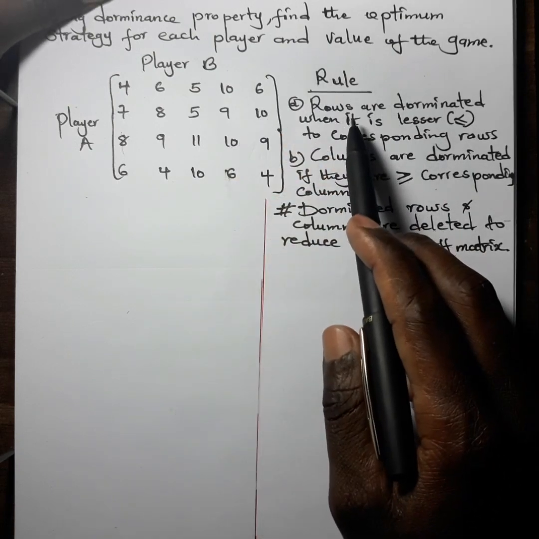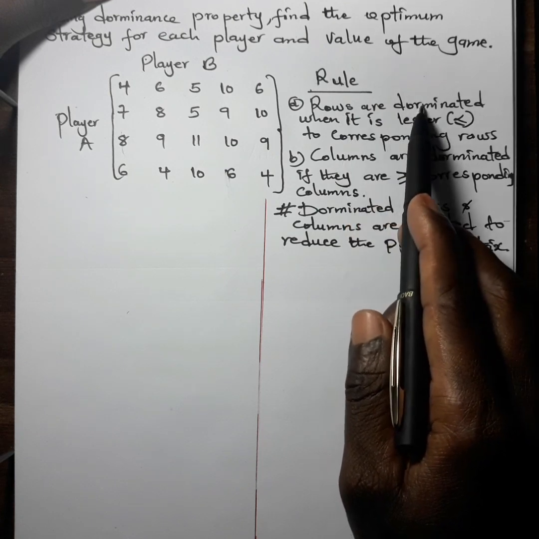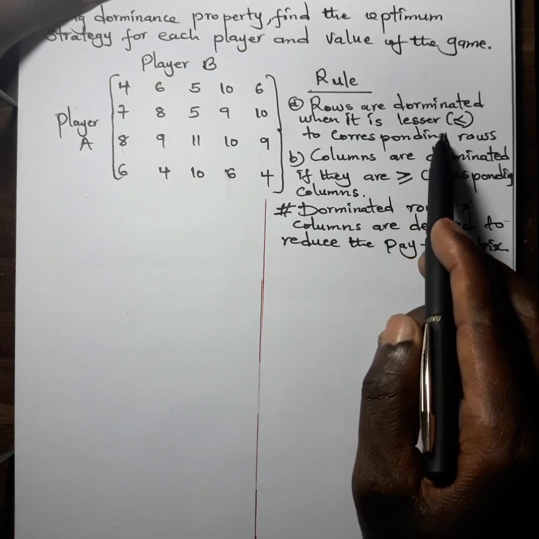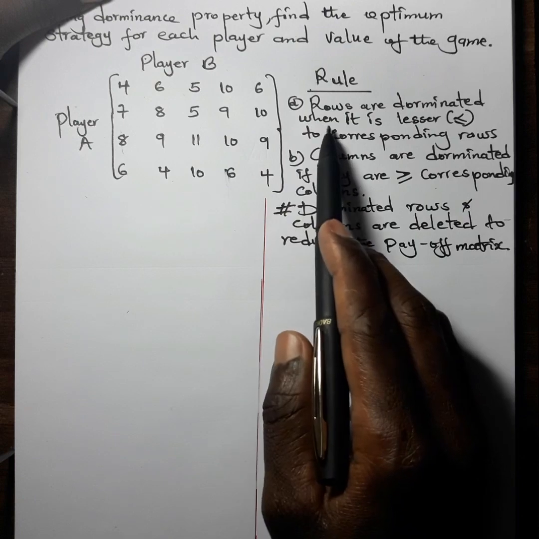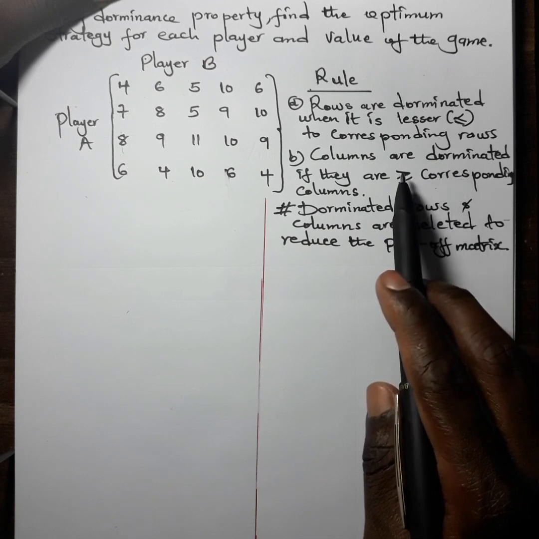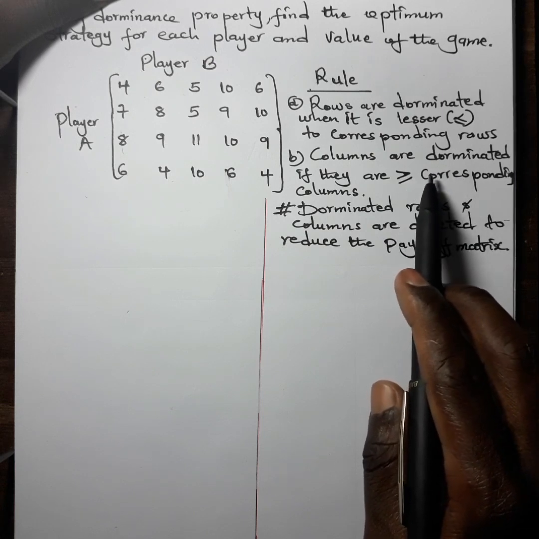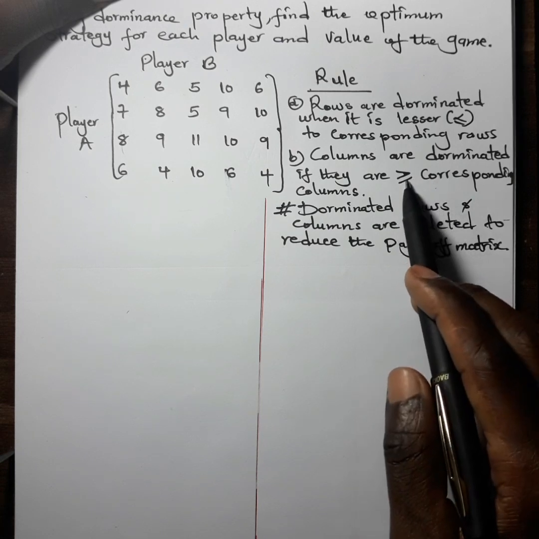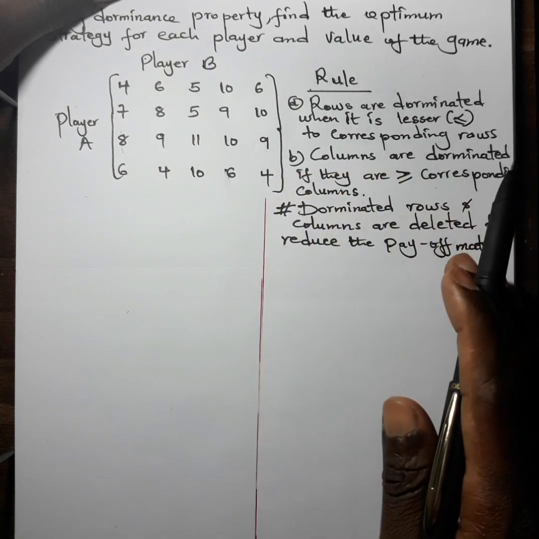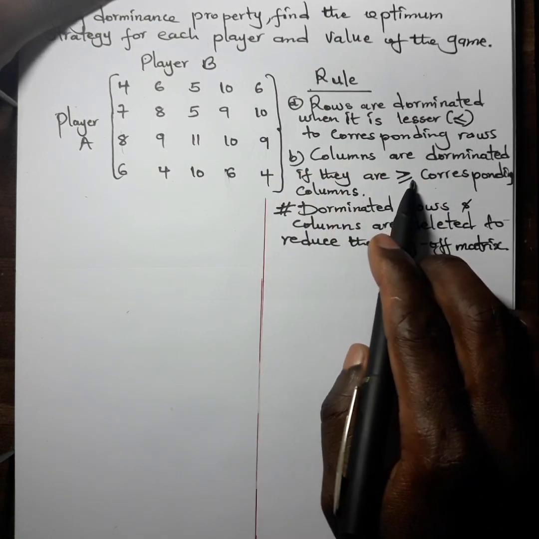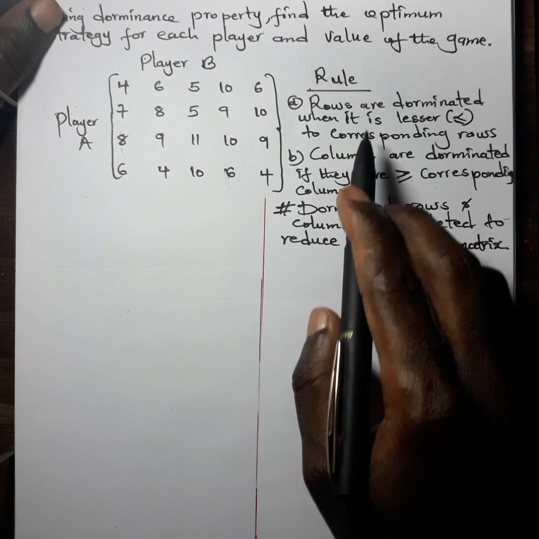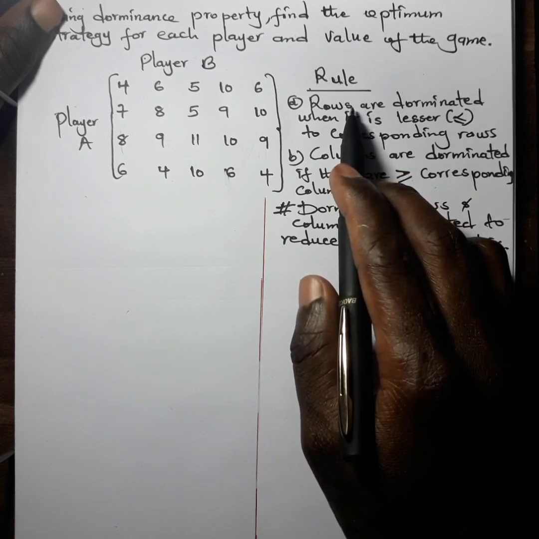And the first rule states that rows are dominated when it is lesser or equal to the corresponding rows. So we are going to look for the lesser rows in that matter. What about the column? Columns are dominated if they are greater than or equal to the corresponding columns. So we are going to compare one column with the other one. If it is greater than or equal, then that column is dominated. In other words, the rule for the columns is the opposite to the rules for the rows.